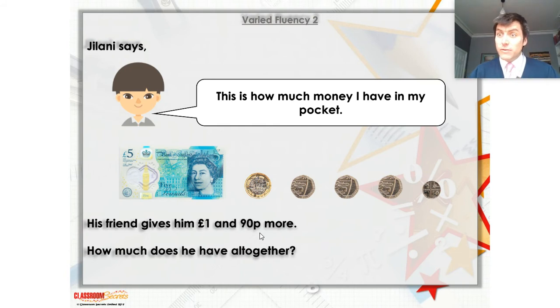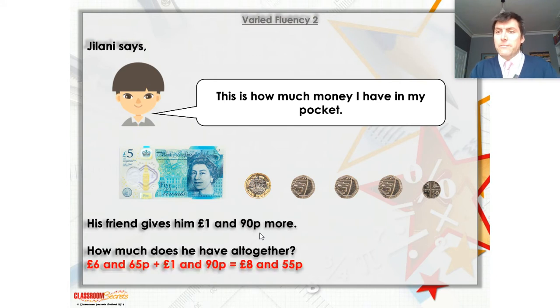And then his friend gives him £1.90. Good friend. Okay, so he's got now an extra £1.90 on his £6.65. So how much would that be altogether? Would it be more or less than £10, do you think? Let's see how you've done. £6.65 add £1.90 is £8.55. Well done if you managed to get that.